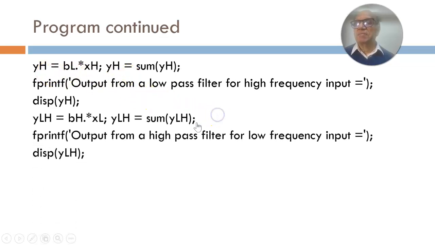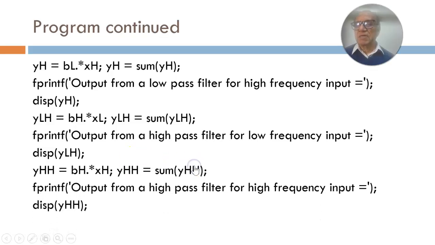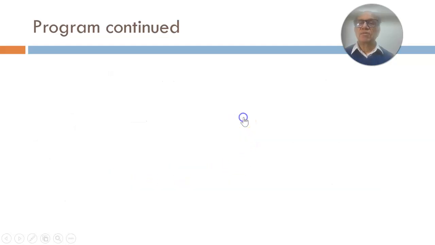The rest is similar, except that some terms will be different because we'll be using different filters and similar signals. So this is the output from the high pass filter when the input is low frequency, that is BH dot star XL. Again you sum all the terms. This is going to be repetitive now, except that your coefficients will change for the different type of filter. So I won't take much more time, but just simply show you the statements, to be easy for you to understand. This will be the output from the high pass filter when the signal is high frequency. That is the next calculation.